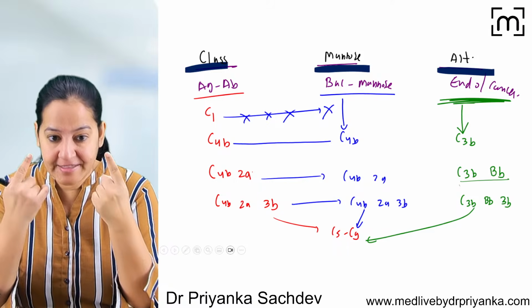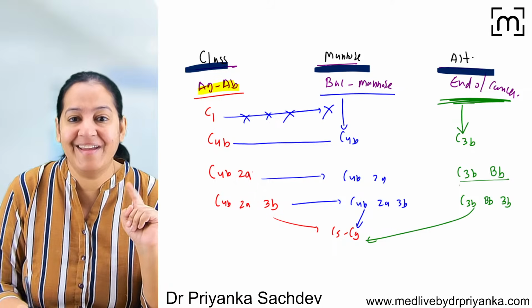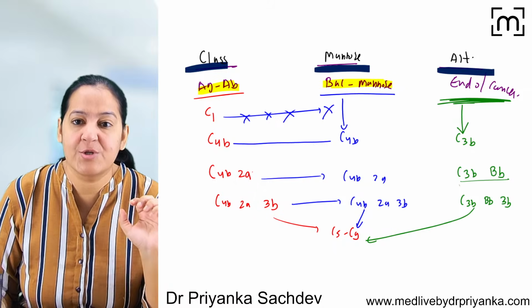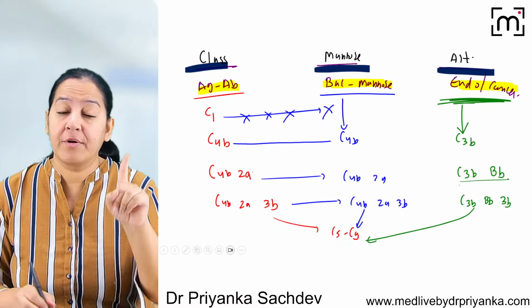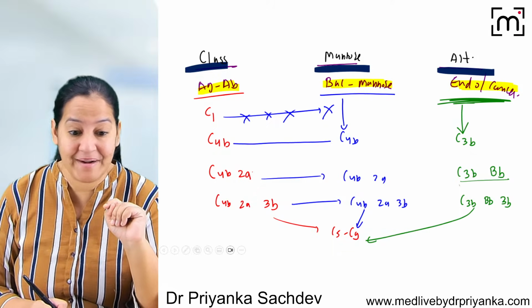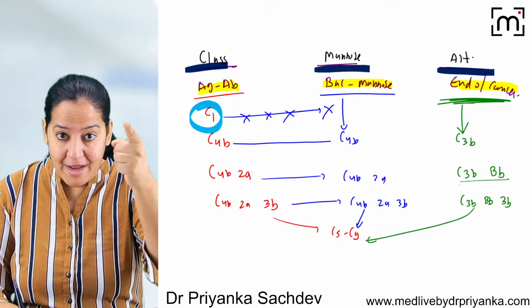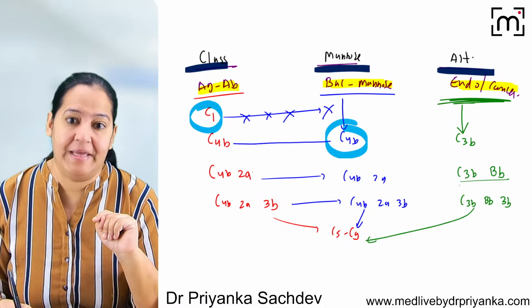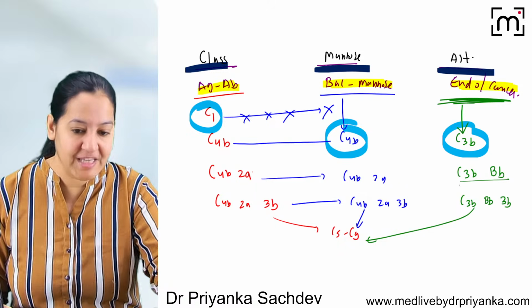Now tell me the trigger in all 3. Here the trigger is antigen-antibody complex. Here the trigger is bacteria containing mannose as a sugar. And here the trigger is endotoxin or cancer cell. Now tell me the first complement activated in all 3. You get MCQs on that. In classical, the first complement is C1. In Mannose binding, the first complement is C4b. In alternate, it's C3. So C1, C4, C3.